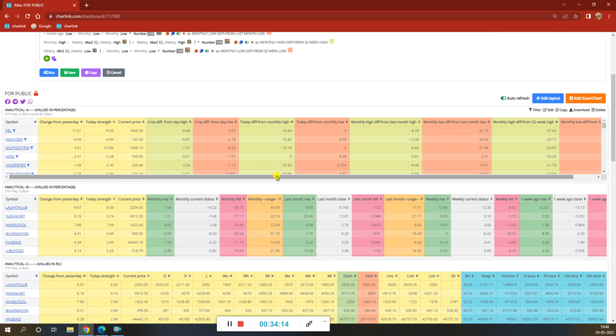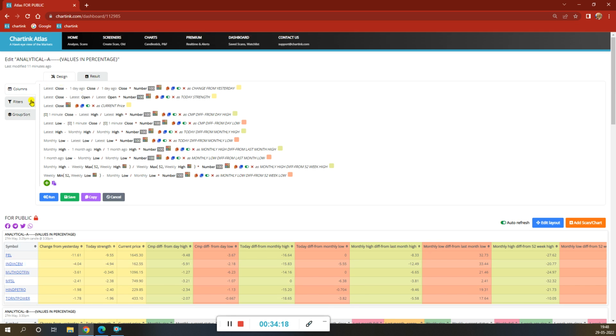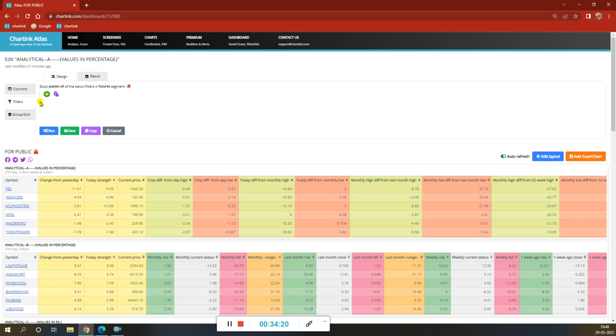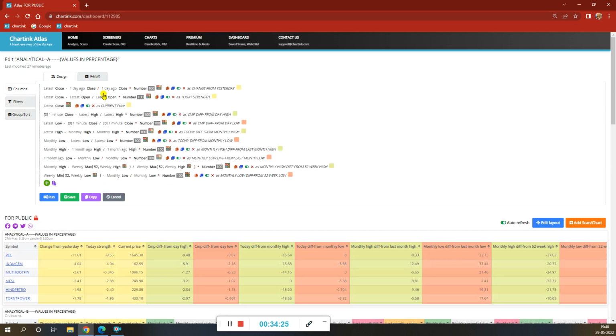With the difference, this scanner is in percentage, and there is no strategy added. Okay, these are the values. When you copy it, you can read what logic has been added.